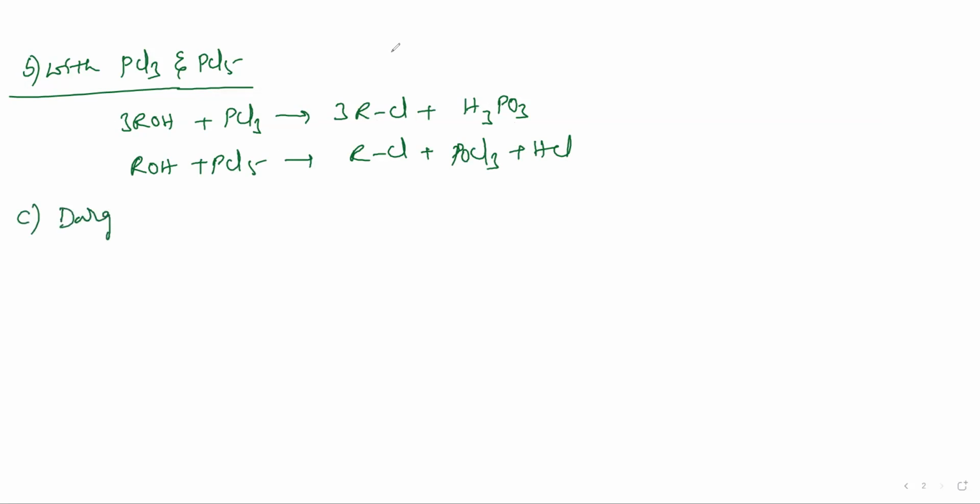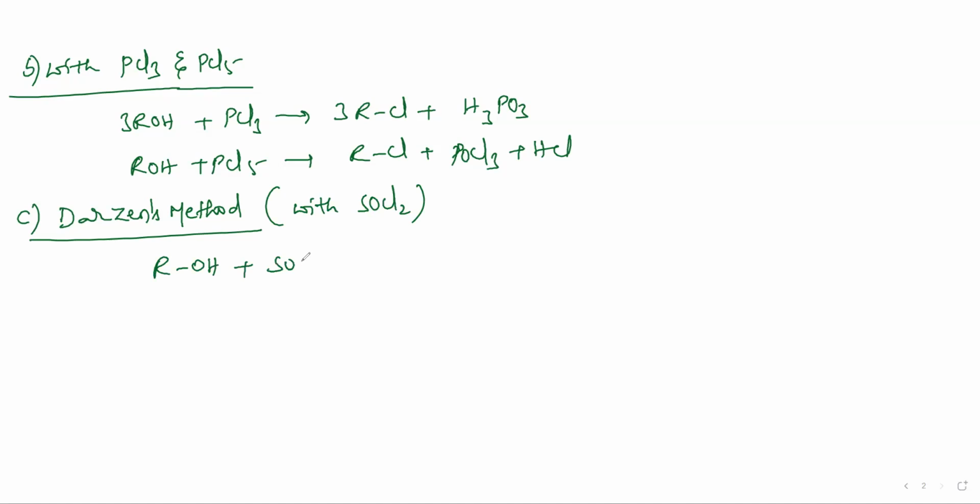Next method is Darzens method. What is Darzens method? That is with thionyl chloride, SOCl2. So ROH plus thionyl chloride, SOCl2 gives rise to RCl plus SO2 plus HCl. So here the byproducts formed are gases, so you'll get pure alkyl chloride. Done.